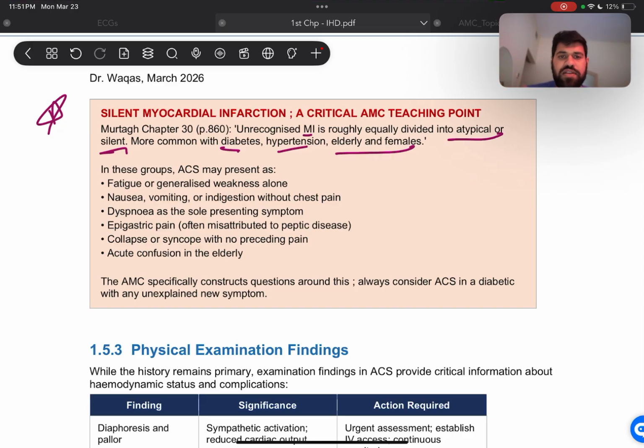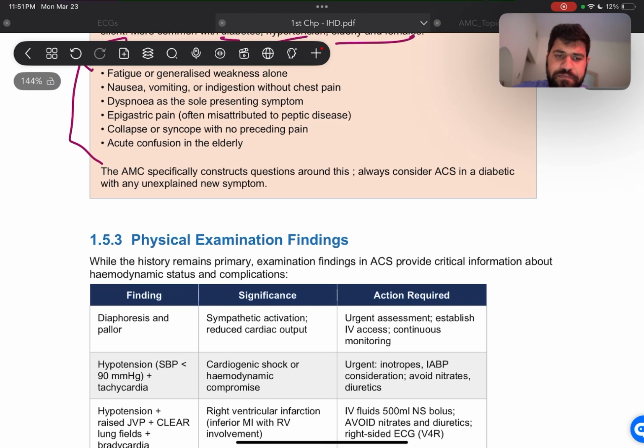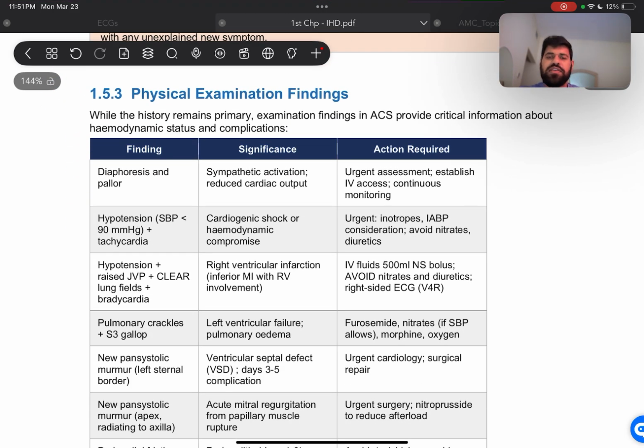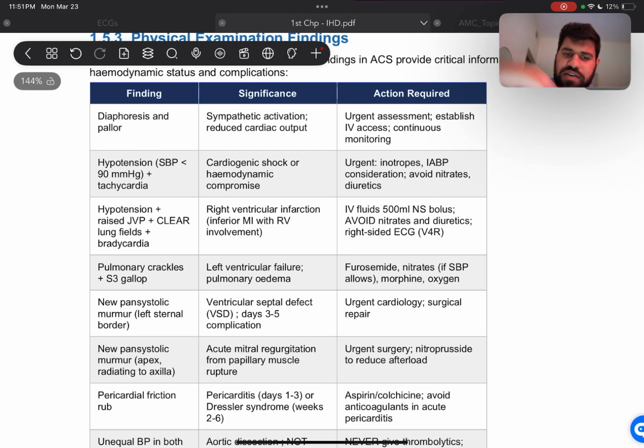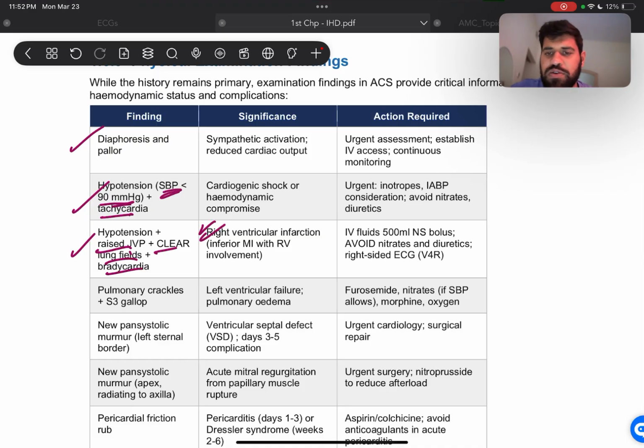However, they still have an MI, which is a silent MI or unrecognized MI, and they still present with all of these symptoms. All right. Good. So physical examination findings, we'll have the same ones: diaphoresis, hypotension with SBP less than 90, and tachycardia with raised JVP, clear lung fields, and bradycardia. So it shows what's the significance, which side is getting more affected because of these symptoms. All right. So right ventricular infarction could mean hypotension and raised JVP.